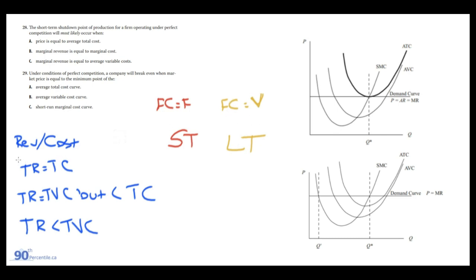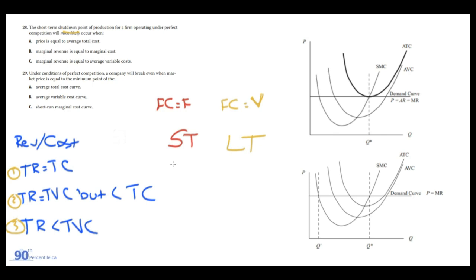So coming down to over here, we have three different revenue and cost relationships, and the decision on whether or not to shut down or stay in the market will depend on these relationships. So first one, we have total revenue is equal to total cost.